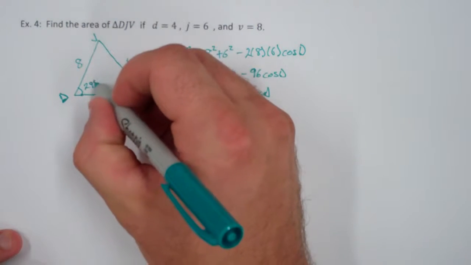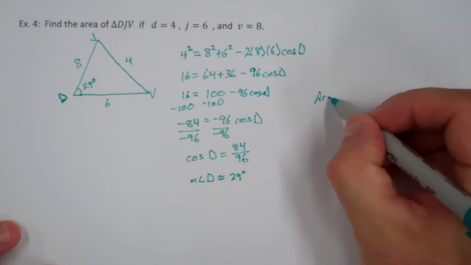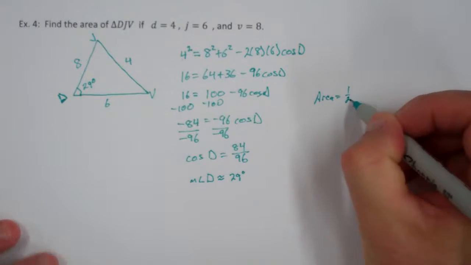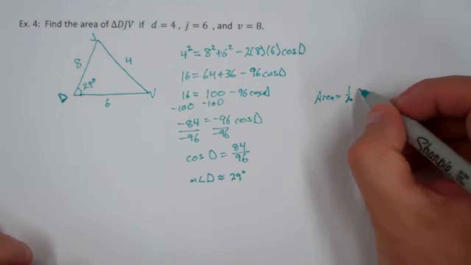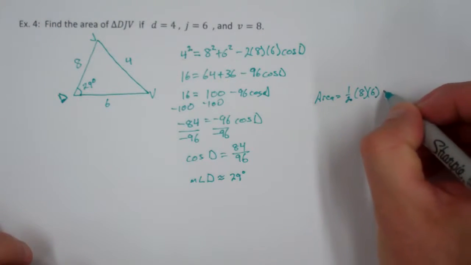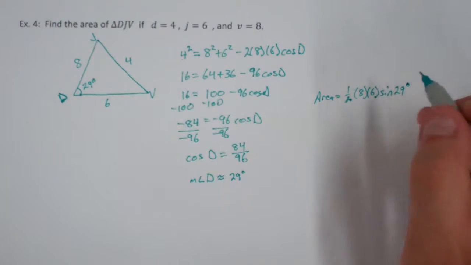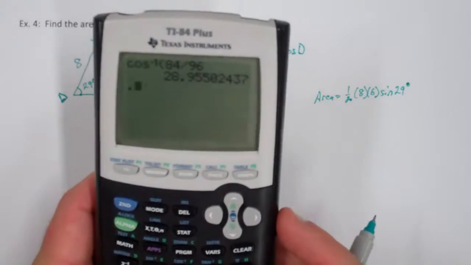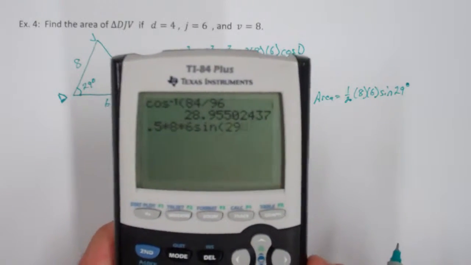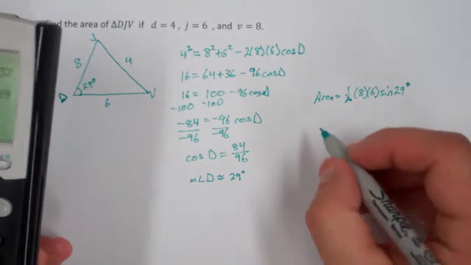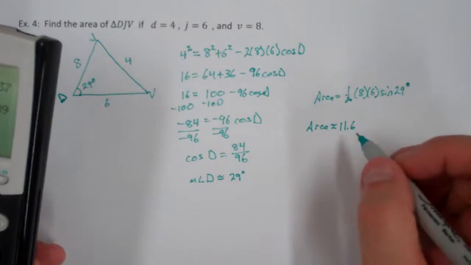Now that we've got that, we can use our area formula with sine. The area will be 1/2 of the two sides that form the angle, so that'll be times 8 and then times 6, and then the sine of the included angle there, 29 degrees. Let's see what our calculator says. We'll do sine of 29 here, and we've got about 11.6. So the area is approximately 11.6, and of course, whatever units those are, squared.